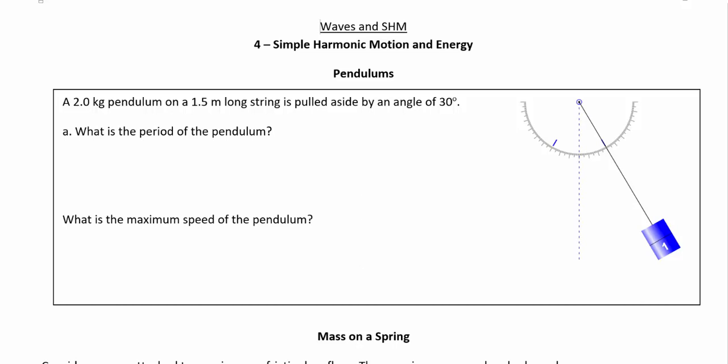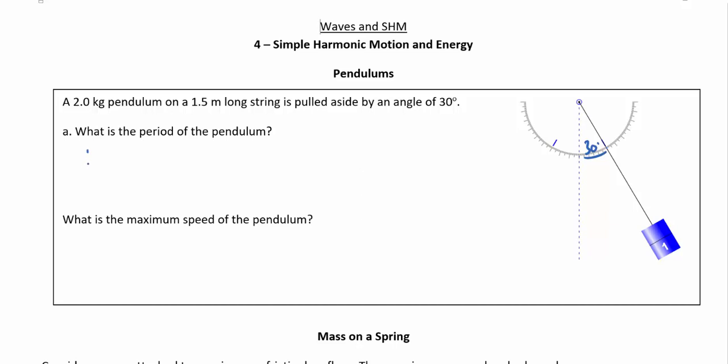of energy. So if you take a look at this first example, we've got a pendulum here on a string being pulled to a side by about a 30-degree angle. And there's two questions. What's the period of the pendulum and what is the maximum speed reached by the pendulum?